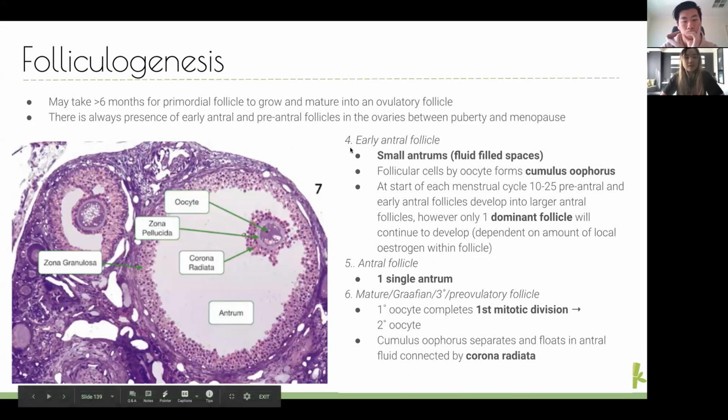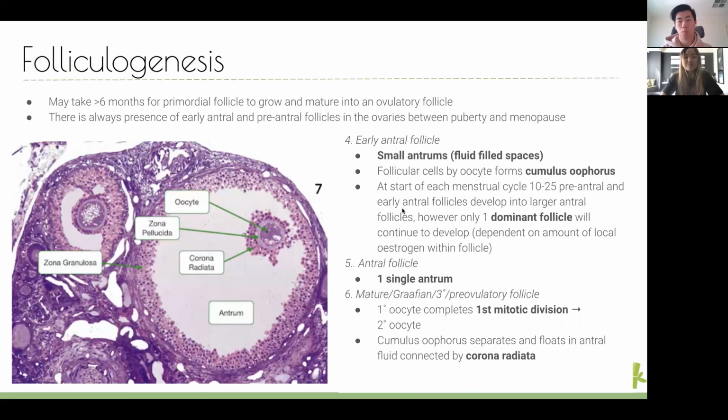And then you reach the early antral follicle. It's literally in the name, they have small antrums. So they have their little fluid-filled spaces. And then the follicular cells by the oocyte form the cumulus oophorus. At the start of each menstrual cycle, there'll be about 10 to 25 pre-antral and early antral follicles that develop into larger antral follicles, but only one dominant follicle will continue to develop. And that's dependent on the local estrogen within the follicle. That just means you're not releasing 10 to 25 eggs every single cycle.